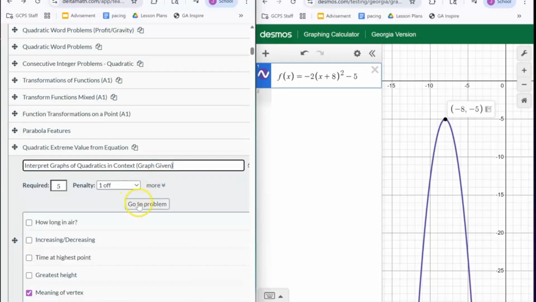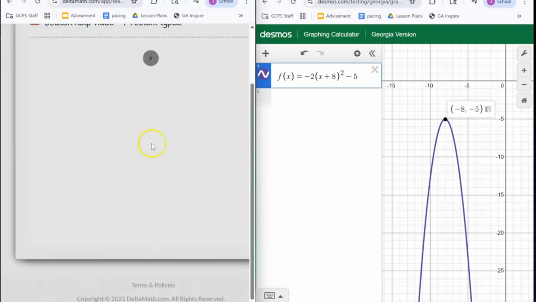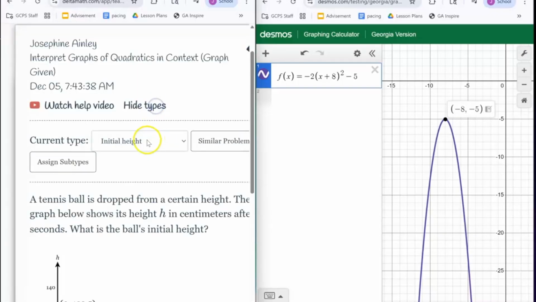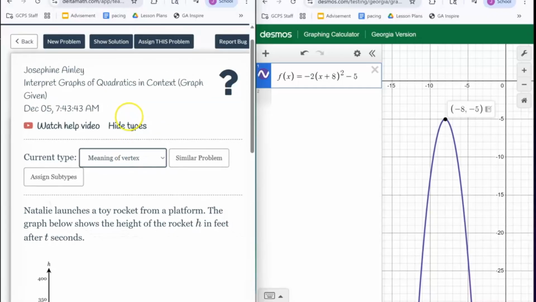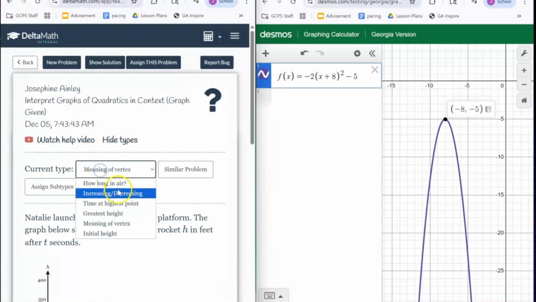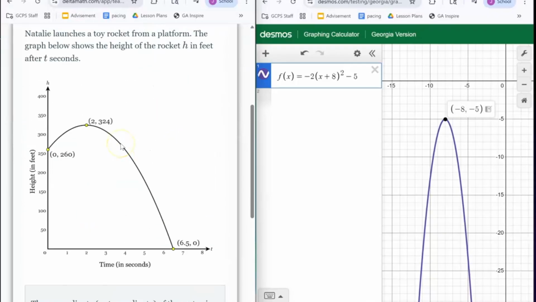All right, we'll take a look at interpret. And the only one I'm going to focus on is the meaning of the vertex because the rest of these, how long it's in the air, increase and decrease in time, the highest, greatest height, initial height, have been done in parabola features. So if you need those ones, go to parabola features.